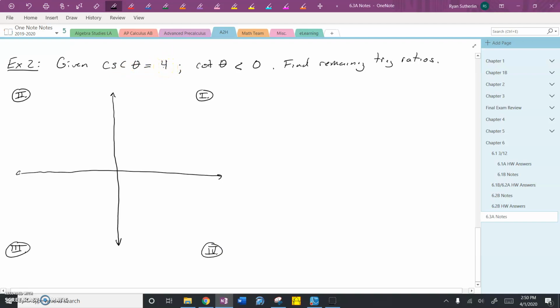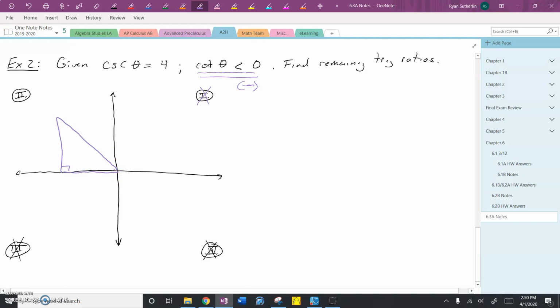Now, cosecant is the reciprocal of sine, and it's positive. So we know sine is positive in quadrants 1 and 2. So I'm not going to draw my triangle in quadrant 3 or 4. Our next clue of which quadrant we're going to draw the triangle in is this statement here. This says cotangent is negative. Well, cotangent is not going to be negative in quadrant 1 because x and y are both positive, and a positive divided by positive is positive. So our triangle has to go here in quadrant 2.